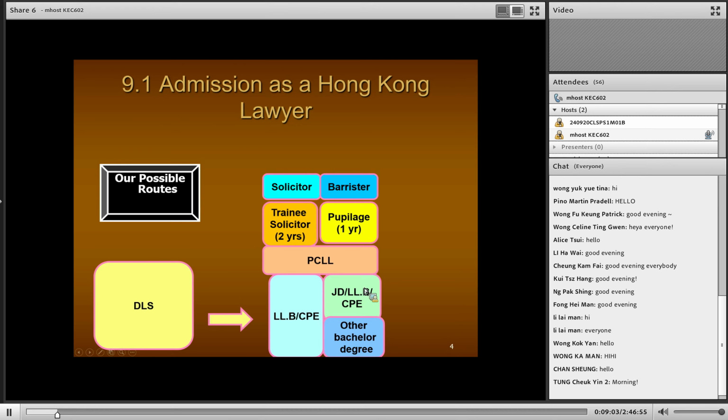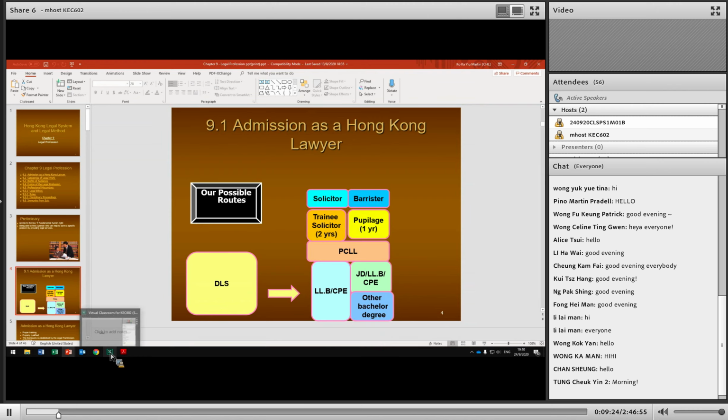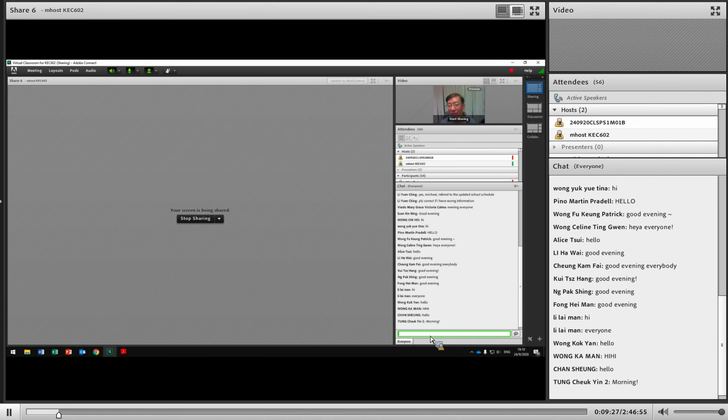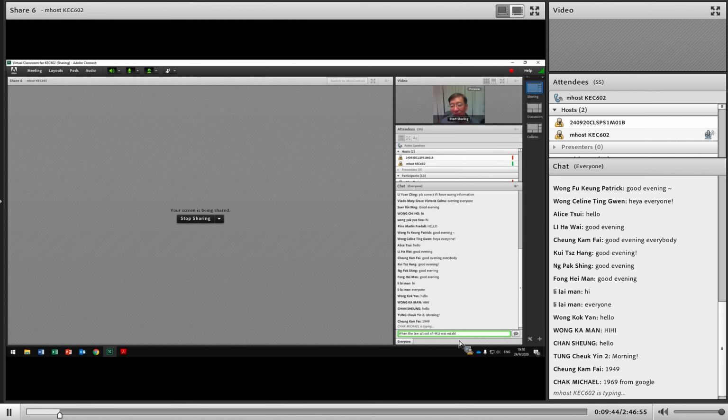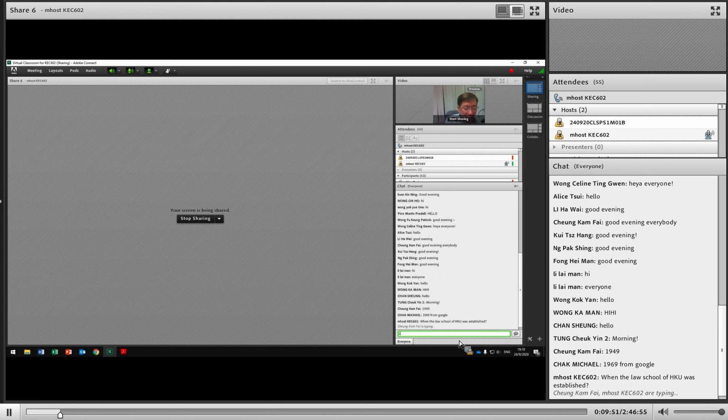I think the historical background is that when we had the first law school in Hong Kong, I don't know the year it was established. Of course, everyone knows that the first law school was the Law School of Hong Kong U. I don't know when it was established. Do you know the year when the Law School of Hong Kong U was established? It should be 1969.